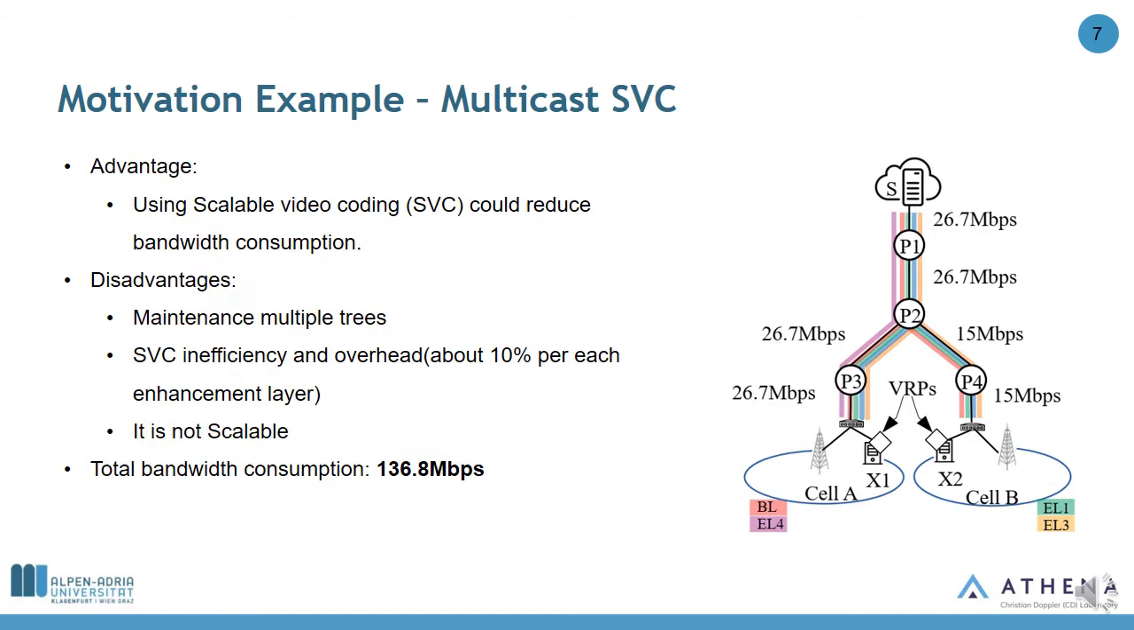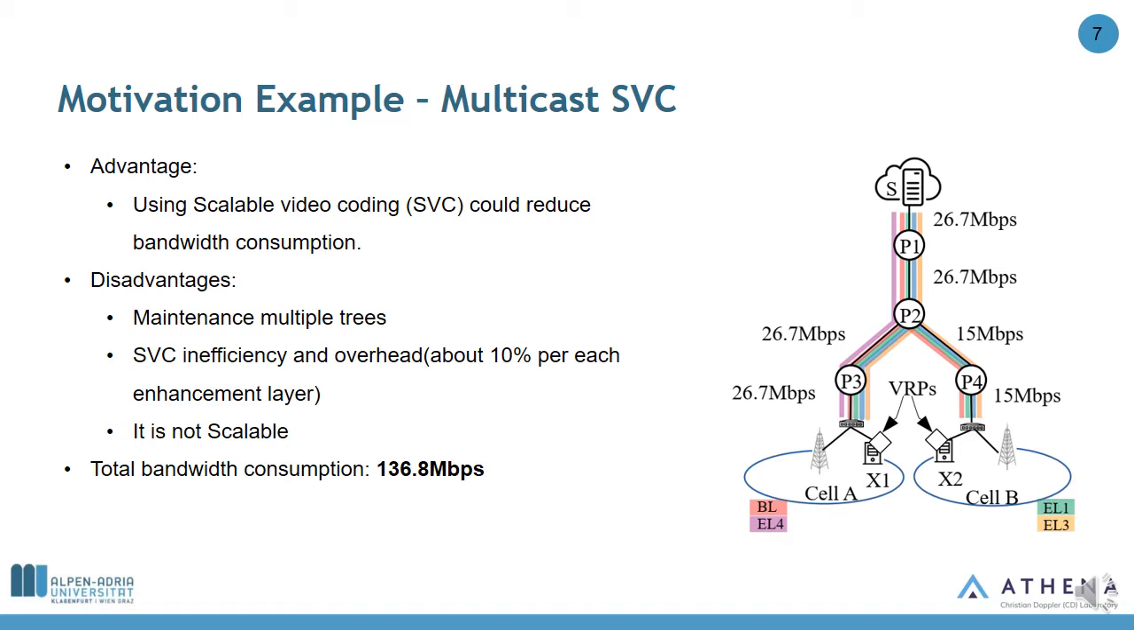For the next example, we investigate the performance of a multicast approach using scalable video coding. As you know, SVC acts in a complementary manner, and each enhancement layer is added to the previous layers to increase the final quality. By using scalable video coding, we could reduce the bandwidth consumption. But on the other hand, we have to maintain multiple trees. And moreover, SVC is not an efficient coding and has around 10% overhead per enhancement layer.